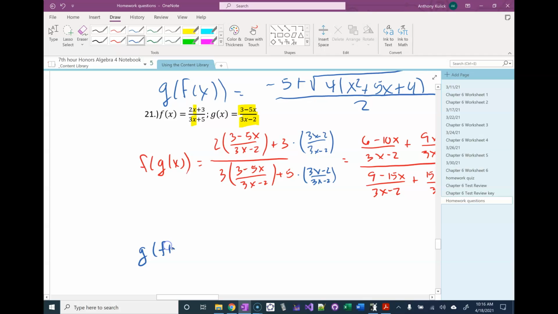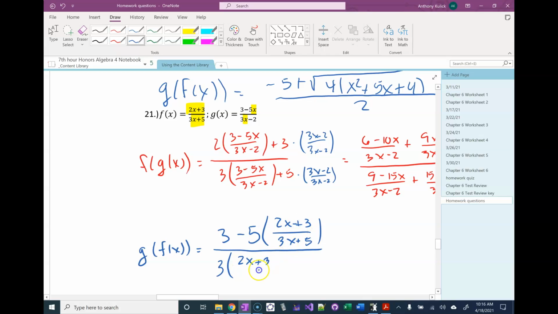Then to do g of f of x, same idea, but doing the opposite way. So I'm going to take all of f of x and plug it into the x's for g of x. So I'm going to have 3 minus 5 times the f of x. And then I'll have 3 times the f of x minus 2.